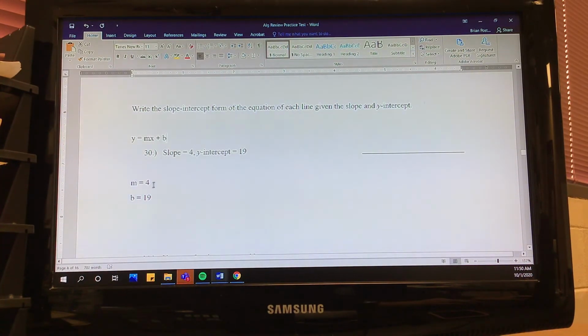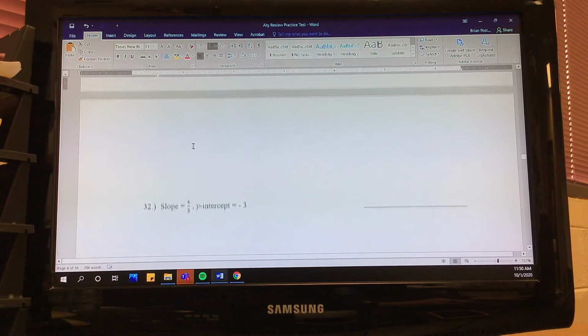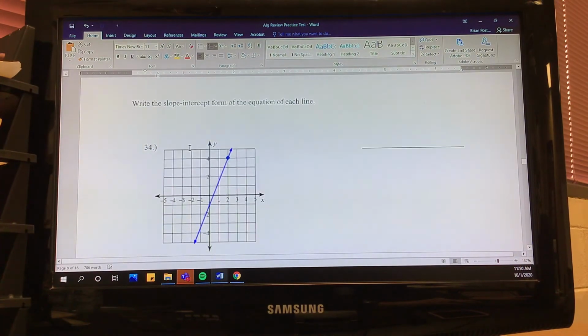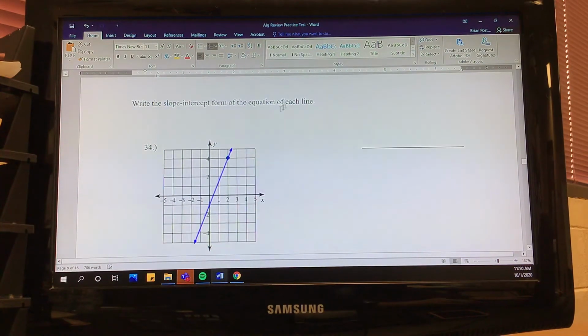Okay, so then we're going to take this formula and we're just going to fill it in over here for the answer. Y equals, what's my m? You look over here, m is 4. So 4x plus b. B is 19, so I'm going to put a 19 in its place, and that one's done. I need to see the m equals and the b equals for all of these. For 31, 32, 33. Okay? 34, we're going to need the same thing. Write the slope-intercept form of the equation of each line. So here's the line. So I need to know what my y-intercept and my slope is.